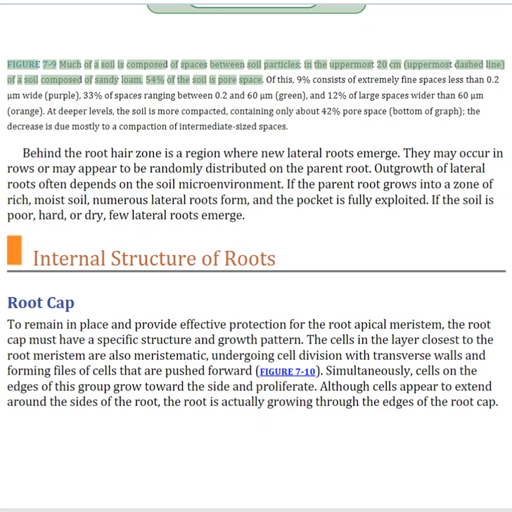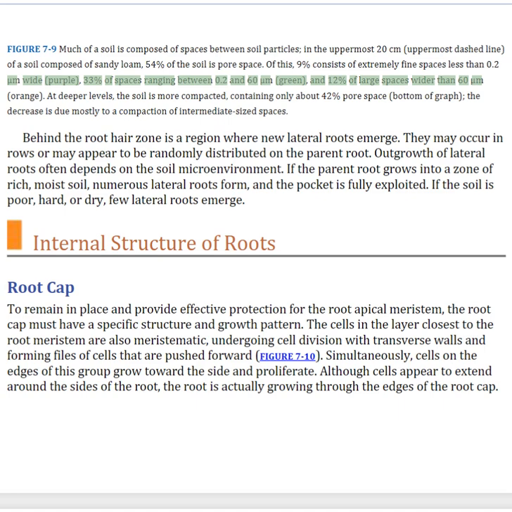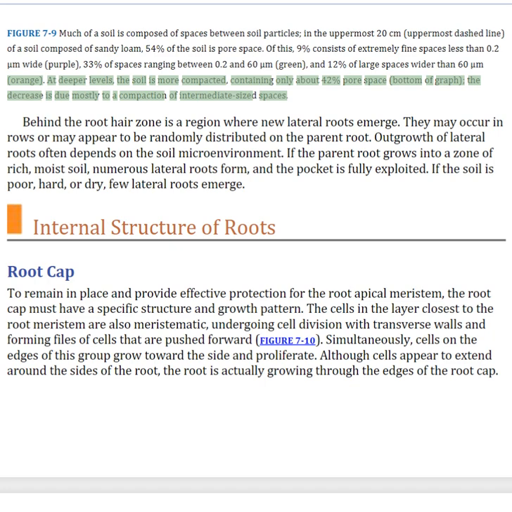Figure 7.9 Much of a soil is composed of spaces between soil particles. In the uppermost 20 centimeters of a soil composed of sandy loam, 54% of the soil is pore space. Of this, 9% consists of extremely fine spaces less than 0.2 μm wide, 33% of spaces ranging between 0.2 and 60 micrometers, and 12% of large spaces wider than 60 micrometers. At deeper levels, the soil is more compacted, containing only about 42% pore space. The decrease is due mostly to a compaction of intermediate-sized spaces.